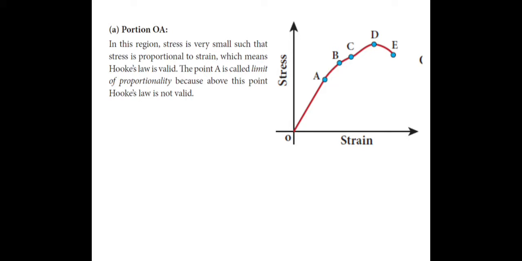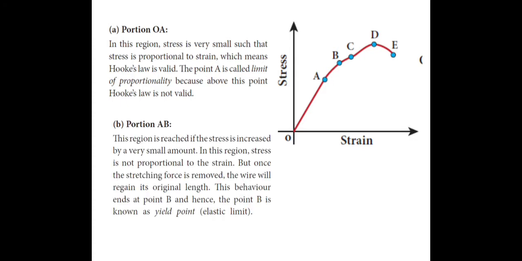That is, if you give a stress whose maximum value corresponds to the point A, then you could see that stress and strain are proportional to each other. That proportionality is maintained within this. If you go beyond the point A, if the stress given to that material is above the stress corresponding to the point A, then we can't maintain the proportionality between stress and strain. So we call point A the limit of proportionality. So only in this region, Hooke's law is valid.